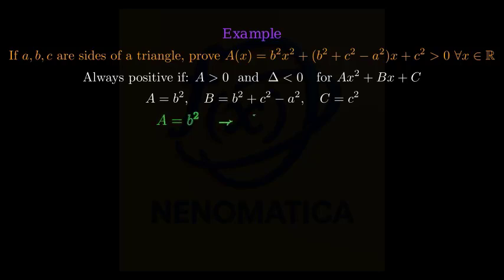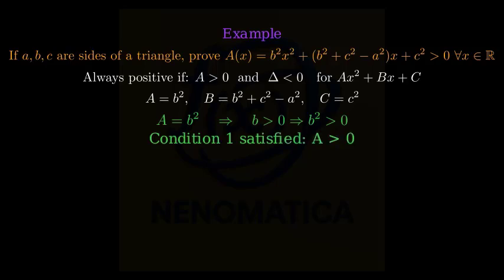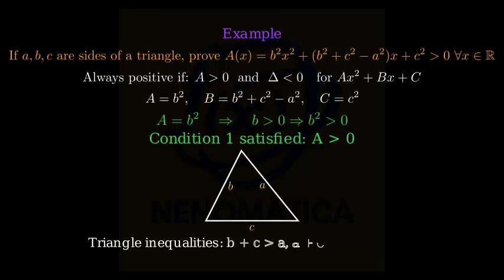Step 1. The leading coefficient A equals b squared. Because b is a side length of a triangle, b is positive, so b squared is positive. This satisfies the first condition. To prepare for the discriminant part, let's visualize a triangle with sides labeled a, b, and c. We'll use the triangle inequality soon. Each pair of sides adds to more than the third.